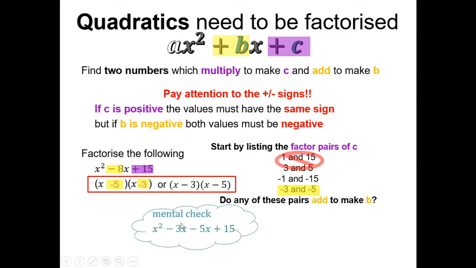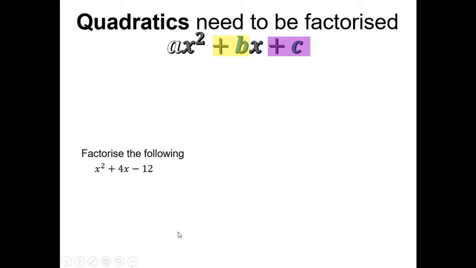x times minus 3 is minus 3x. Minus 5 times x is minus 5x. And minus 5 times minus 3 is positive 15. Looks good for my last term. And the middle term, negative 3 and negative 5 makes negative 8, so that's negative 8x. It works.